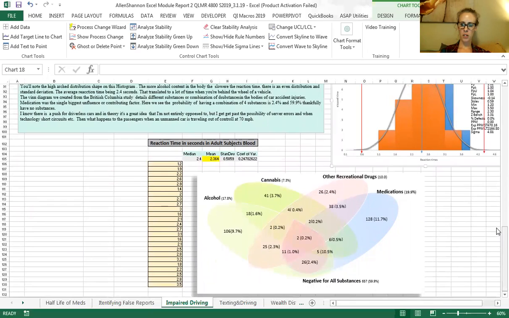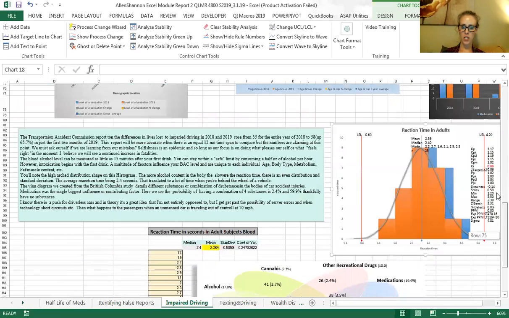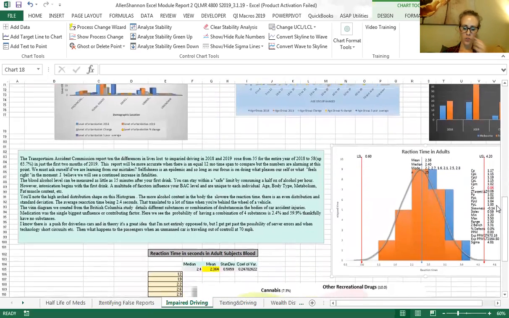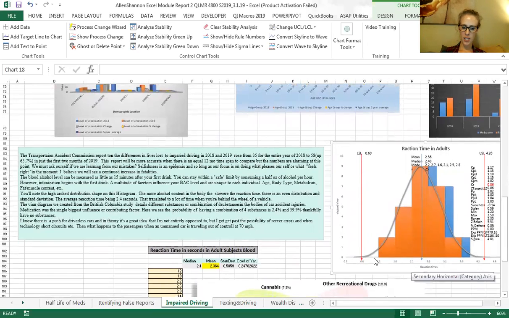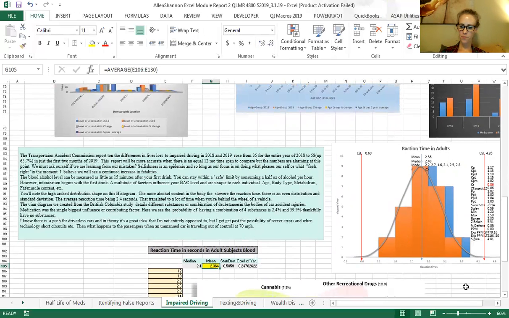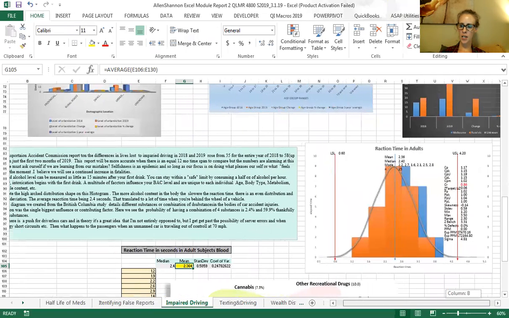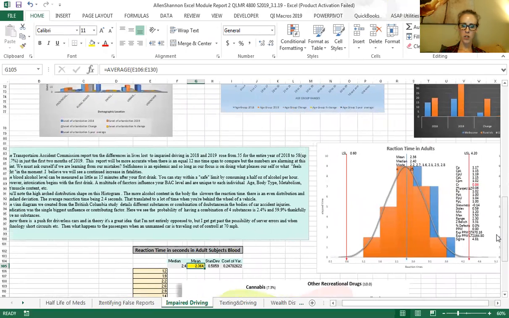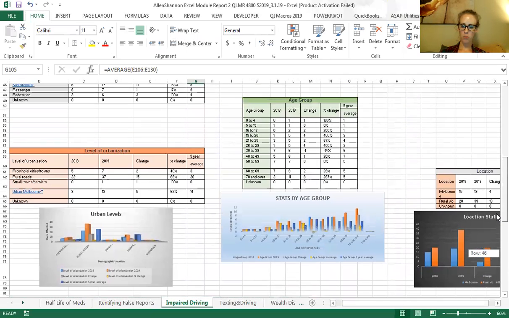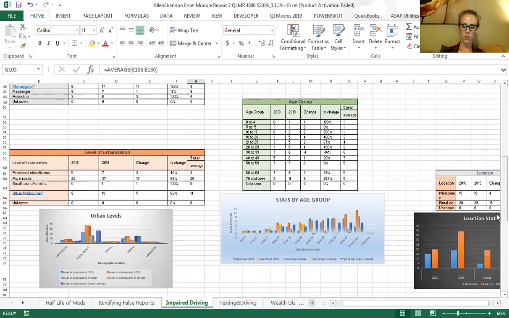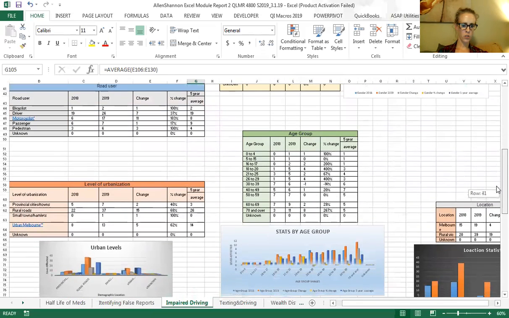Back up here to our mean distribution, standard deviation, and coefficient of variation, we can see the average reaction time is rounded up to 2.4 seconds. So many statistics and so much data available to prove why there are so many things you should not drink or put in your body, especially when you're going to get behind the wheel of a vehicle.